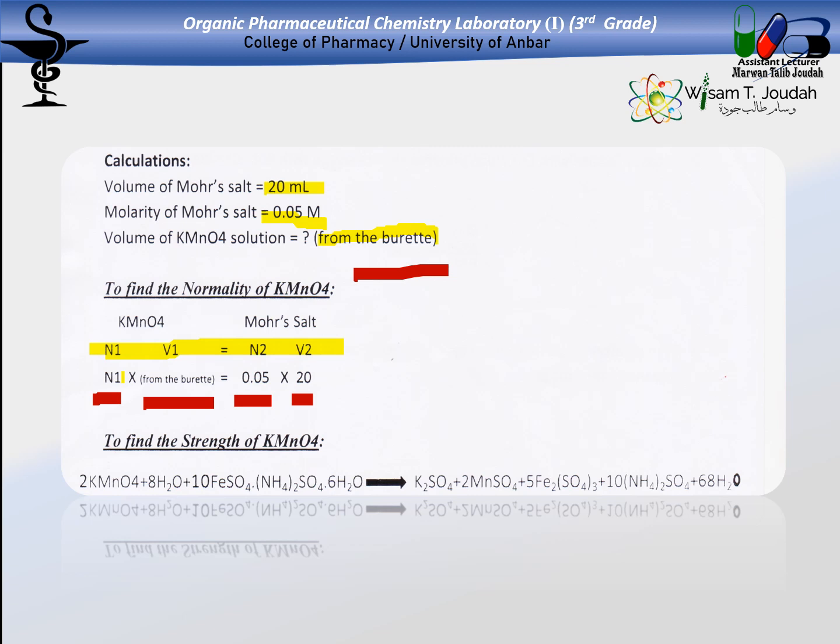This is the general equation of the reaction, which is really important. You have to memorize it. So we have KMnO4 with H2O and FeSO4·(NH4)2SO4·6H2O, which is the Mohr salt. We get K2SO4, MnSO4, and 5Fe2(SO4)3, 10(NH4)2SO4 plus 6H2O.